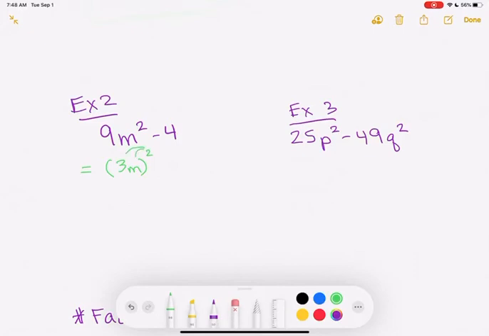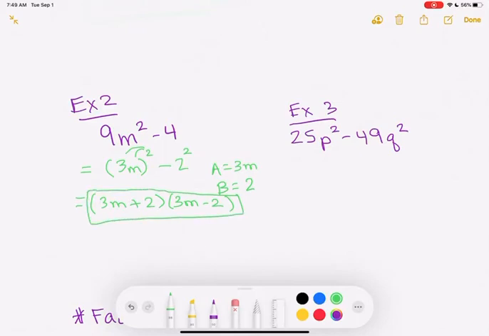Minus, now I need to write 4 as something squared. That would be 2 squared, right? Off to the side, I'm going to jot down what RA is. RA is 3m. RB is 2. So we have 3m and 2. So now this just equals the quantity 3m plus 2 times the quantity 3m minus 2. All right, we got that one.